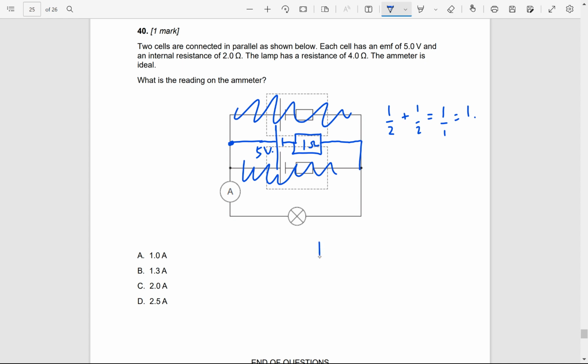So the current that is running through is going to be 5 volts divided by, we've got 1 ohm here and 4 ohms here, so we've got 4 plus 1, so 5 over 5, that's ohms, and that's what's in the circuit, which is 1 amp. So the answer is A.